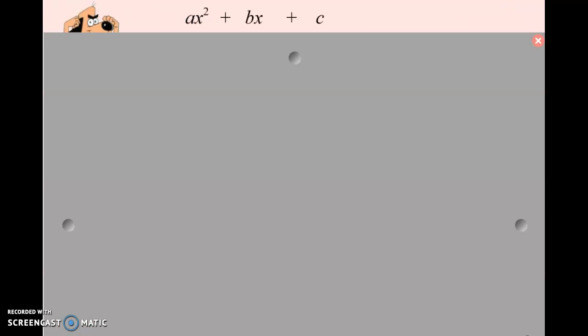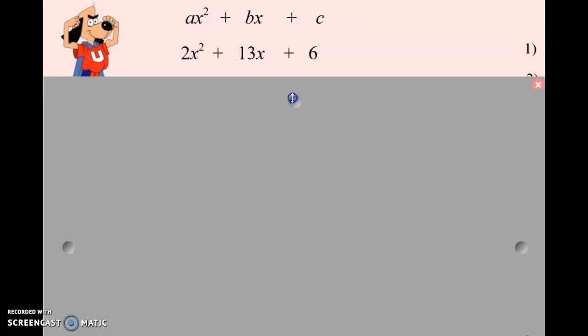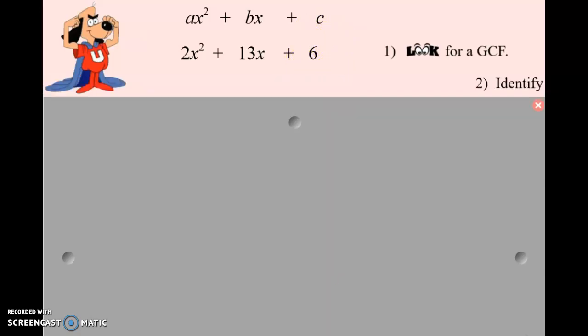Take a look at this first problem. You know that this is what standard form should look like, ax squared plus bx plus c. And the problem that we're going to work on is 2x squared plus 13x plus 6. First, look for a greatest common factor. 2 and 6 have a common factor of 2, but 2 doesn't go into 13. And 6 is missing that x value.